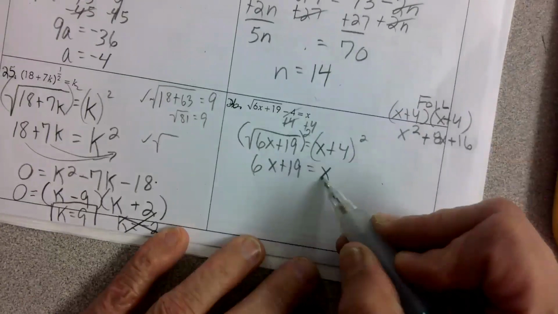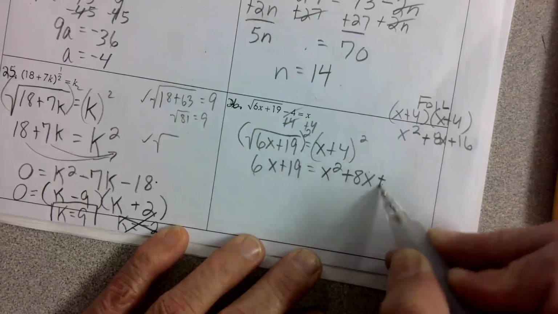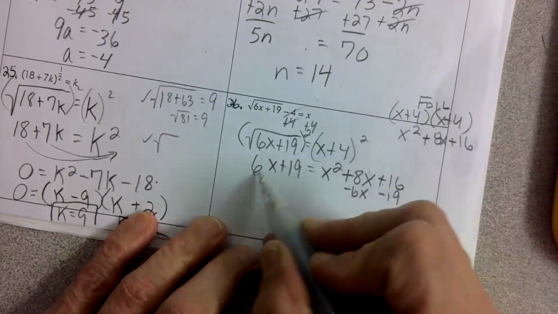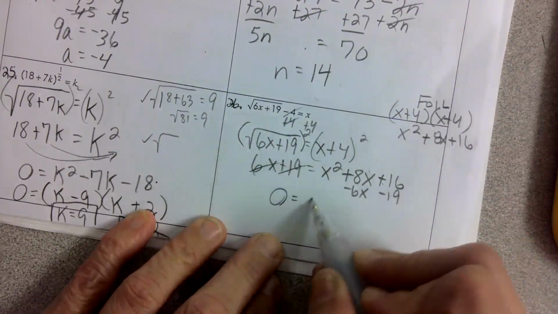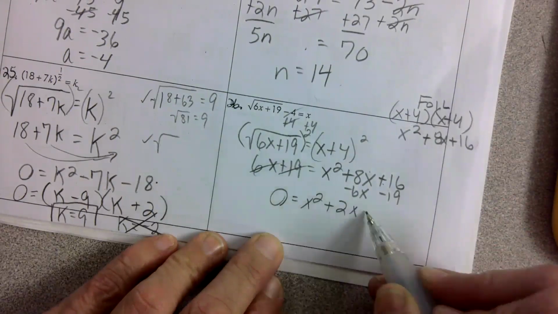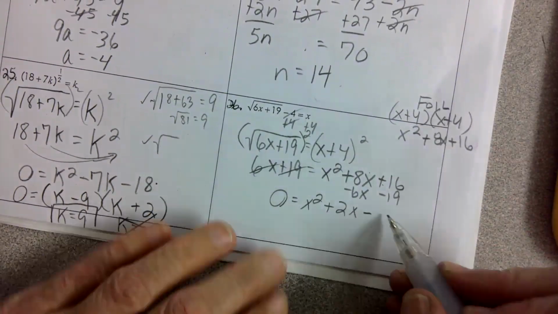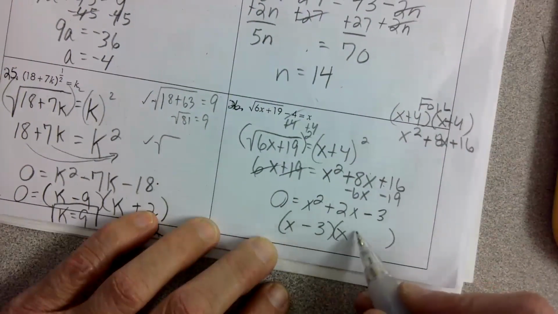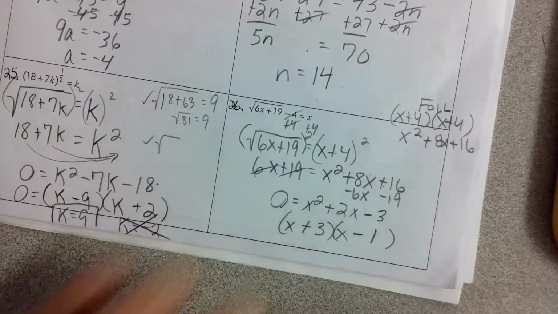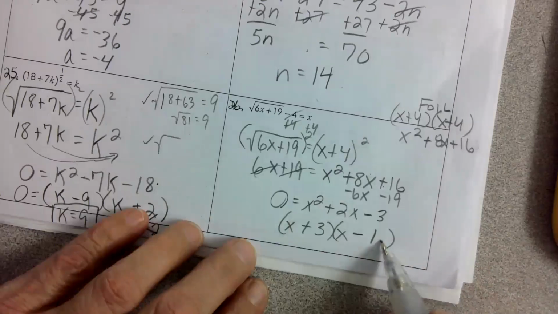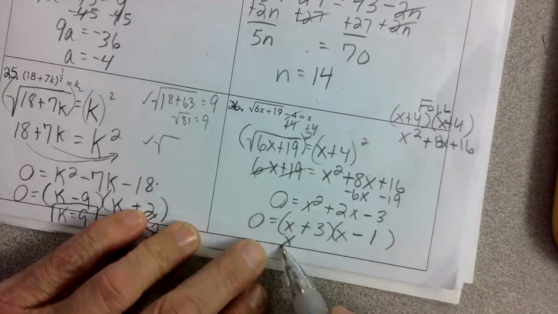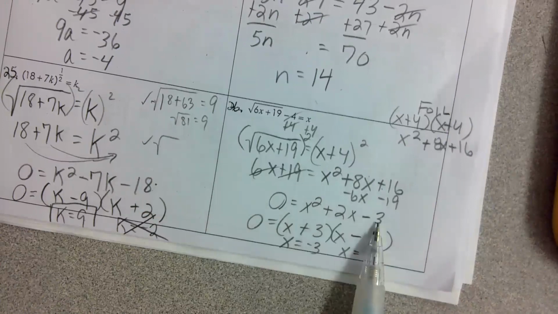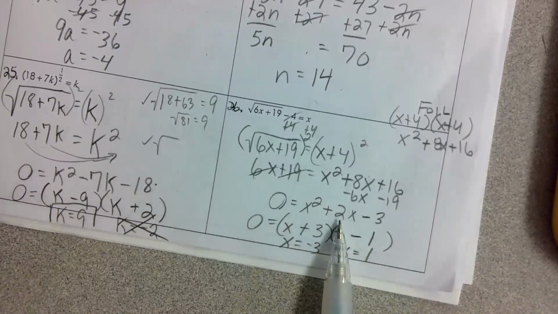Okay. And then move the 6x over, move the 19 over, and you would get 0 equals x squared plus 2x minus 3. And that's x plus 3, x minus 1. And then that would give you -3 and +1. So you had to factor that. What multiplies to give you -3 and adds to give you 2.